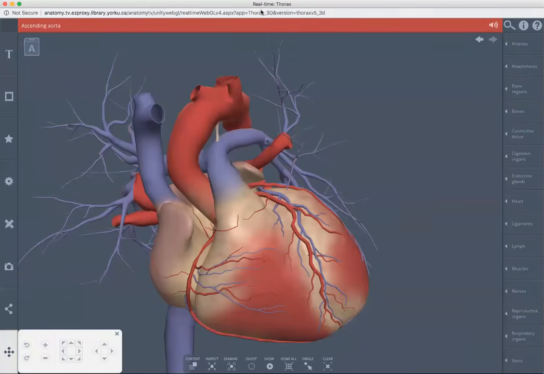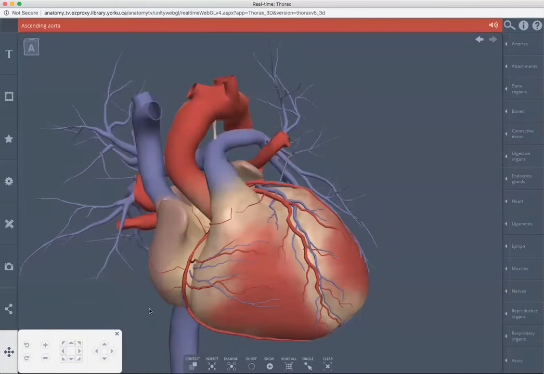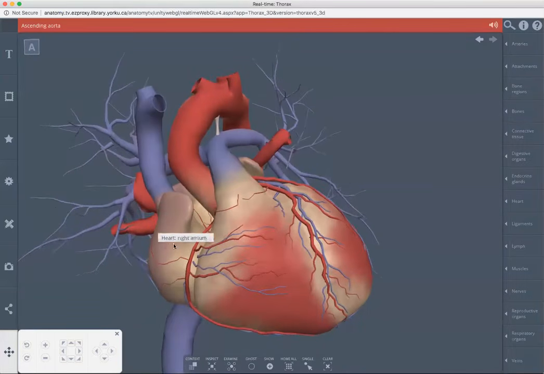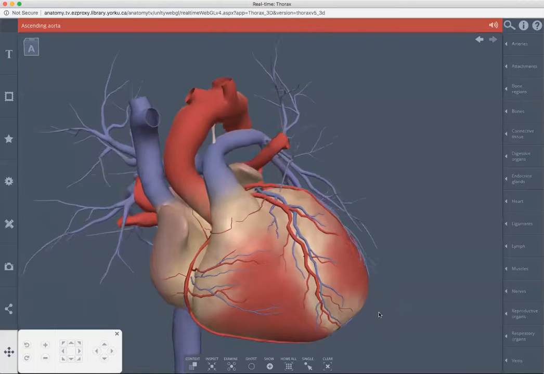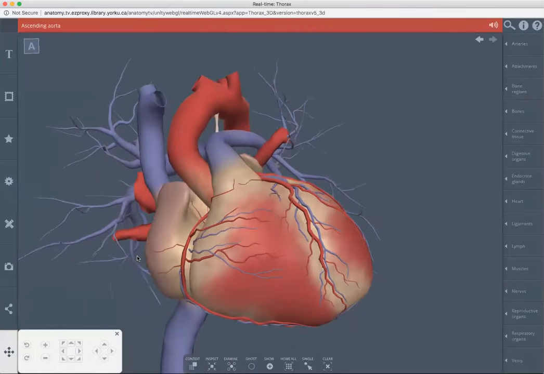So I'm in the real-time 3D thorax when you're trying to find it yourself. Okay, so what I'd like to do is start with some basic orientation. What we're looking at here is the base of the heart and the apex, or the pointy bit of the heart. So this is the way the heart would sit in your chest. Maybe tilted just a little bit more down, but I can't get it to do that very well, so we're pretty close.